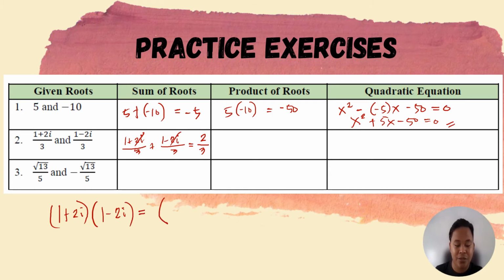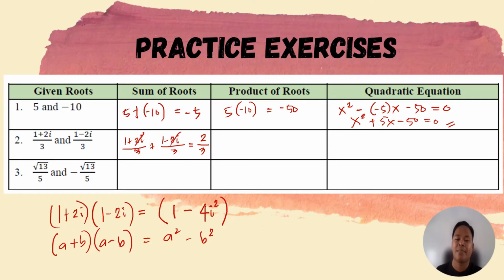Then, square of 1 is 1. Square of 2i is 4i squared. And negative is our sign, right? Or minus, right? Since a plus b times a minus b is equal to a squared minus b squared. And then, i squared is equal to negative 1. Let us use i squared or negative 1 here in the product we got. 1 minus 4 times negative 1.